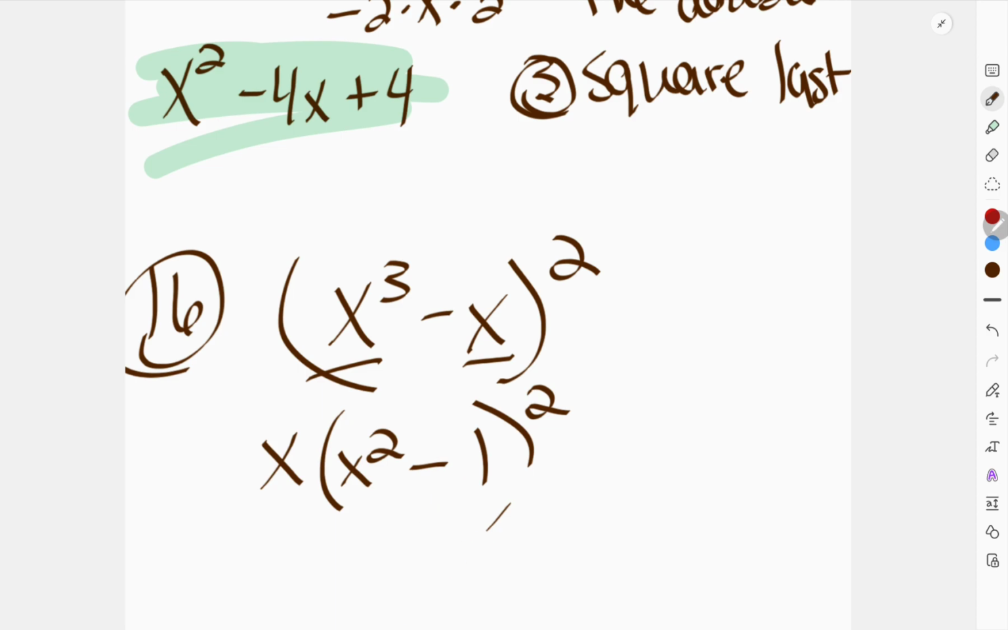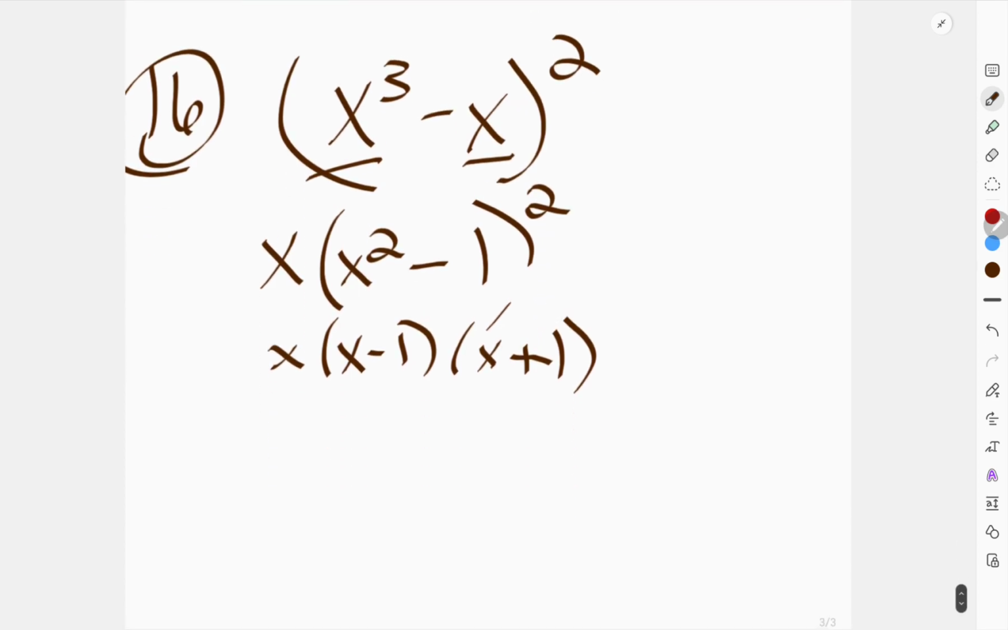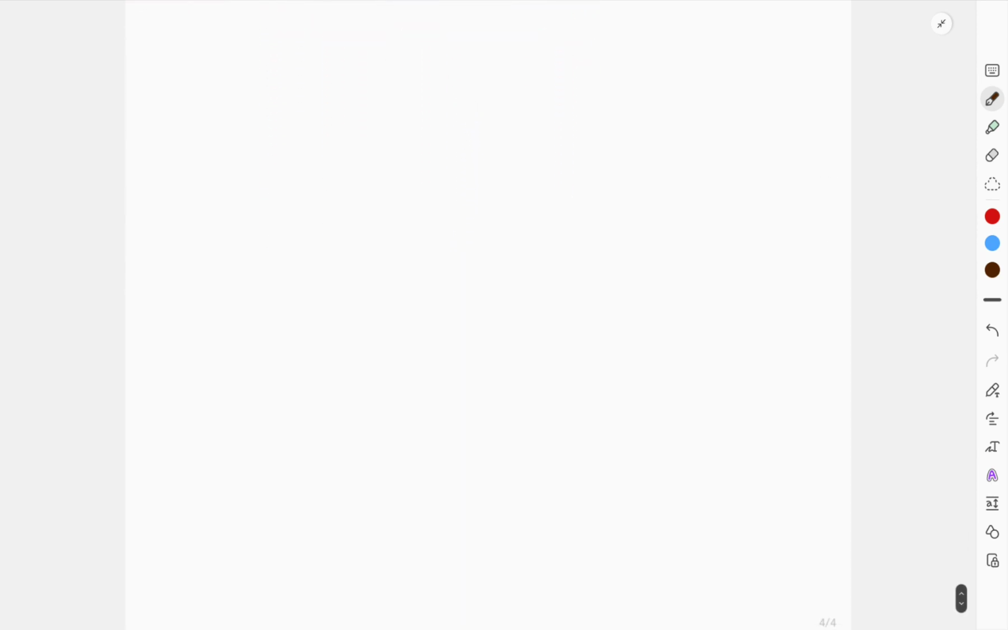So now you have 2 terms here that are a perfect square. The square root of x squared is x. The square root of 1 is 1. And remember, when you have a difference of 2 squares, you have this same set of binomials. The only difference is the sign in the middle. All right.